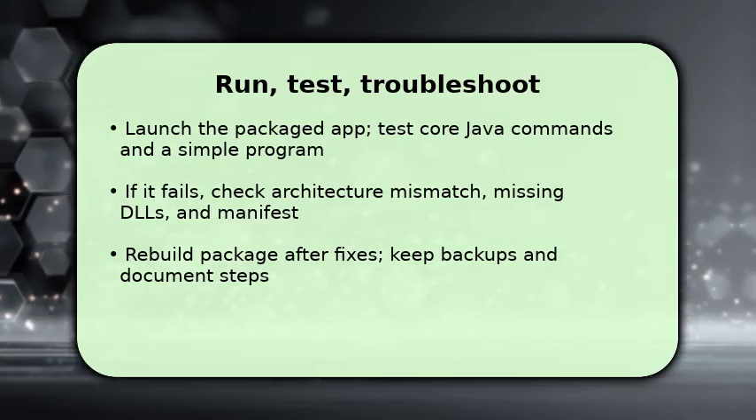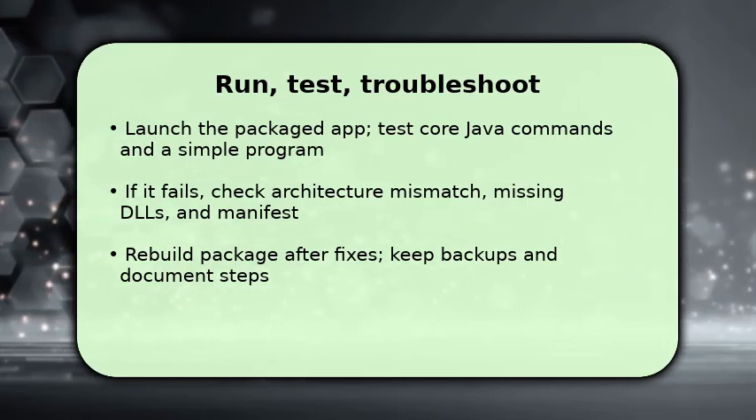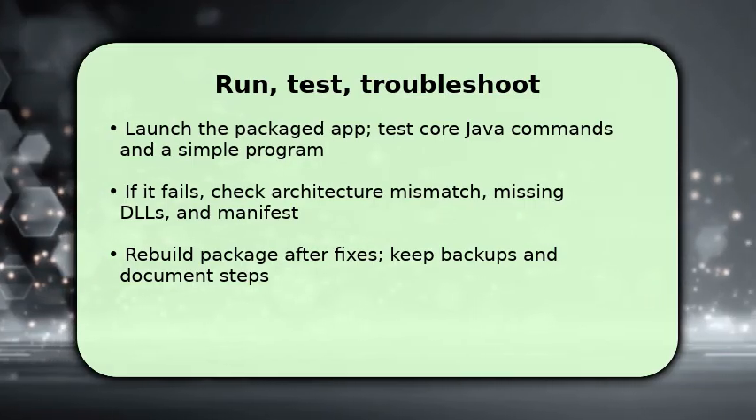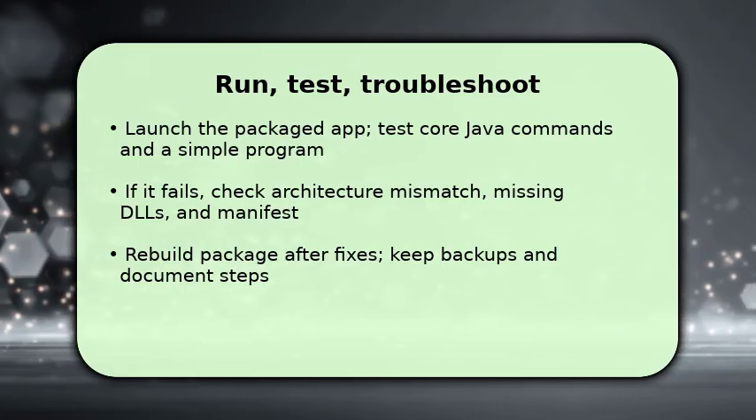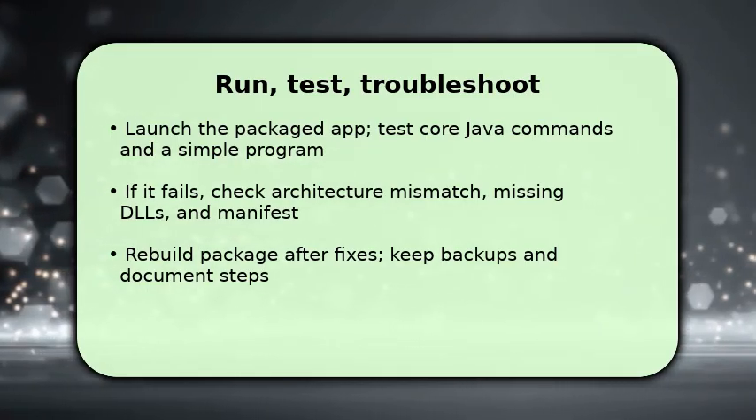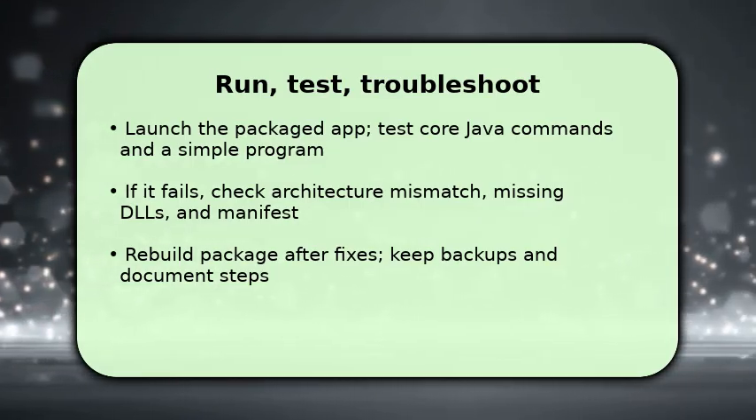If it fails, inspect the device portal logs, verify you matched ARM versus x64 builds, and ensure all runtime DLLs and capabilities are declared in the manifest. Once fixed, rebuild and redeploy. One key troubleshooting tip: if installation stalls, revoke and recreate the developer certificate, then reinstall.